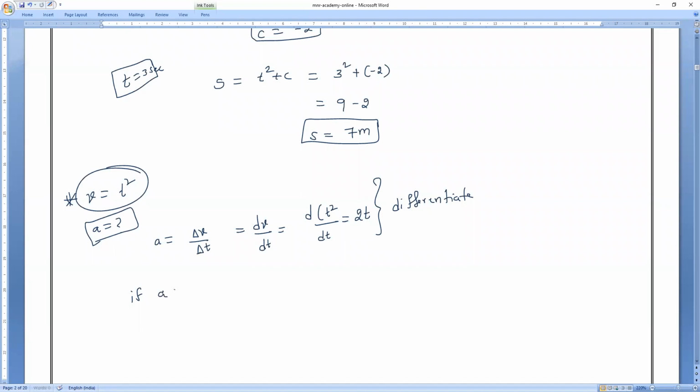For example, if a is equal to t plus 3, then find velocity.